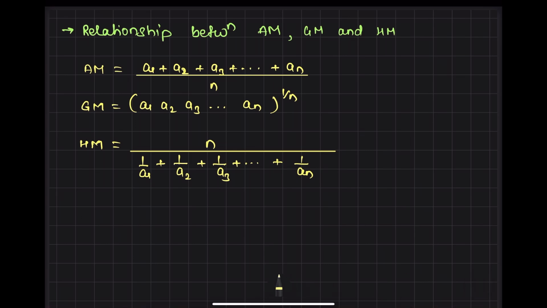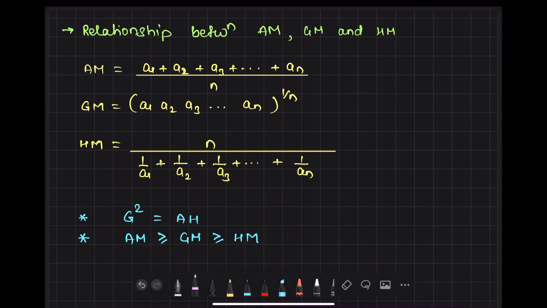Now I feel that, this is the first thing, geometric mean square is equal to arithmetic mean into harmonic mean. Okay, this is my first idea. And the second idea is I feel that AM is greater than or equal to GM, which is greater than or equal to HM. Okay, so these are the two things that I feel.